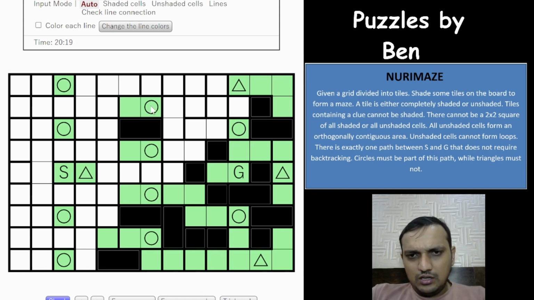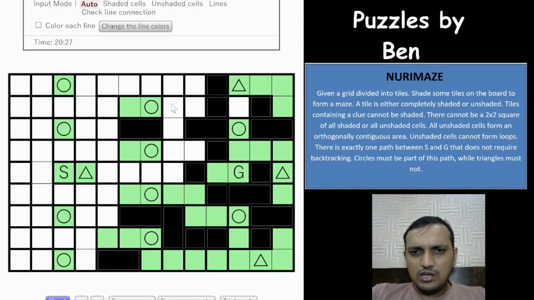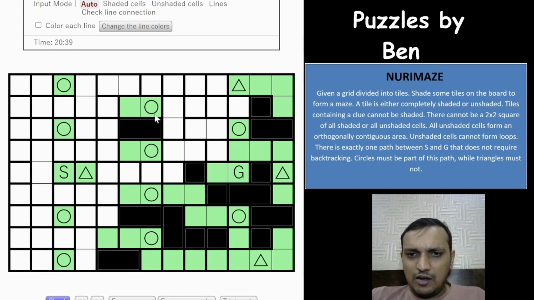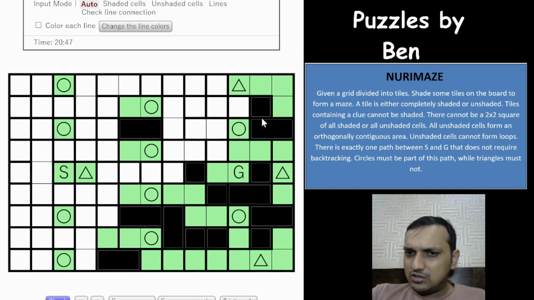Can this circle have both the path towards the left of the grid? Let us assume you have a block here, or somewhere you have a block here. Can this circle have both the paths towards the left, the inwards and the outward paths? Not possible, because you will have a 2 into 2 group of shaded cells or unshaded cells. So which means this circle will have one opening towards the left and one opening towards the right, and the opening towards the right will have to meet this circle, right?